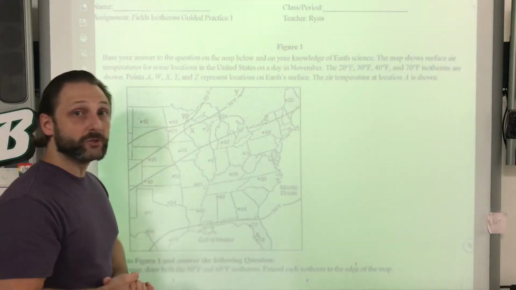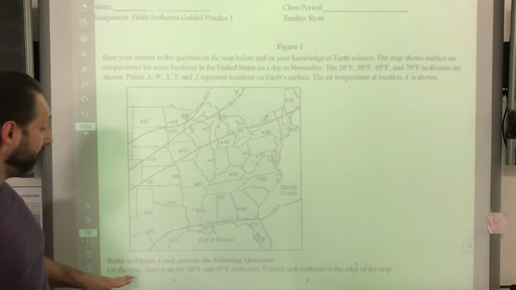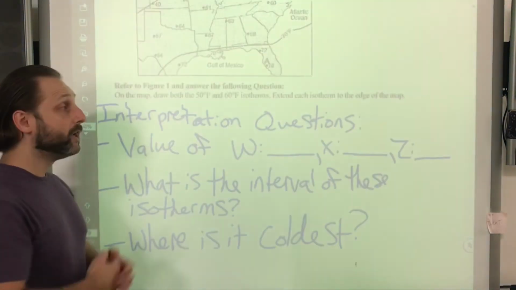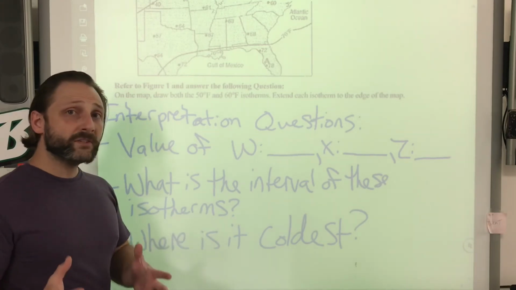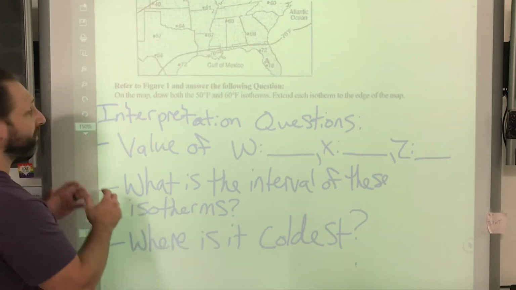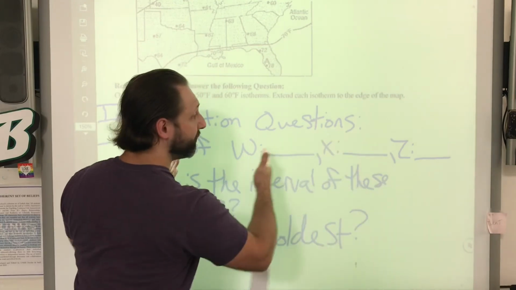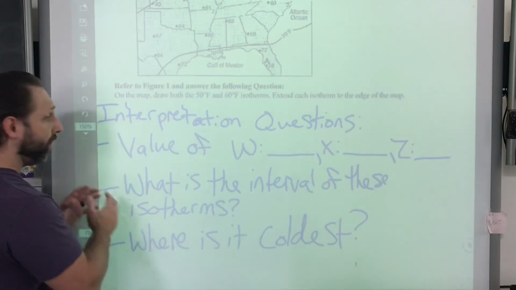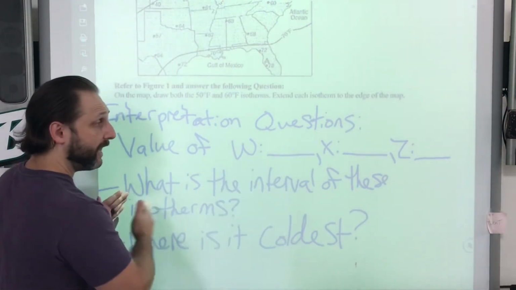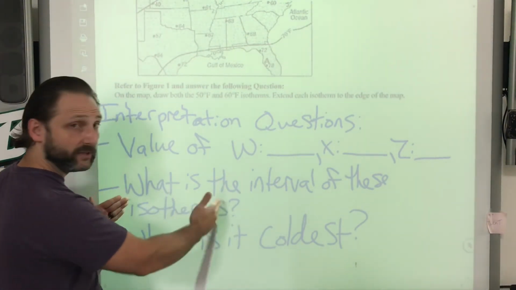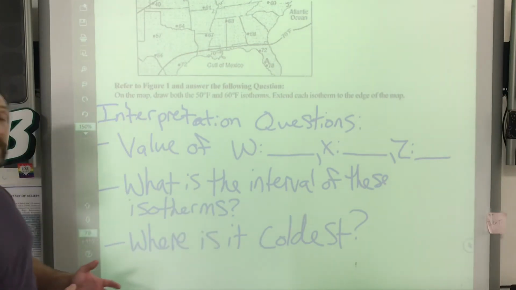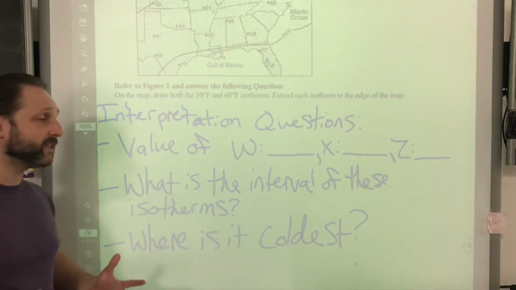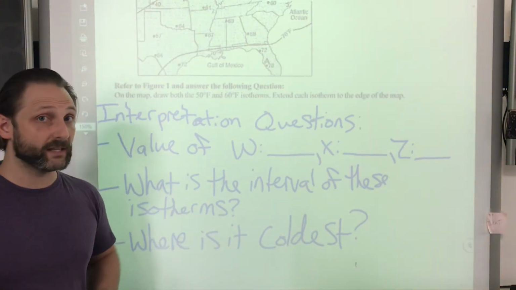I am not asking you to draw anything on this map because that's a bit difficult at the moment. Maybe future tech will help us. So down here, we're going to work on some interpretation questions. I'd like you to identify the values of isotherms from the map for these points on the map. Also, you're going to calculate and give with correct units the interval for these isotherms. And then I want you to tell me, where is it coldest? Pick one of the letters on the map to tell me where it's coldest on the map.